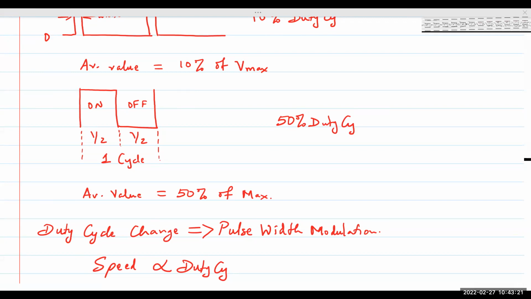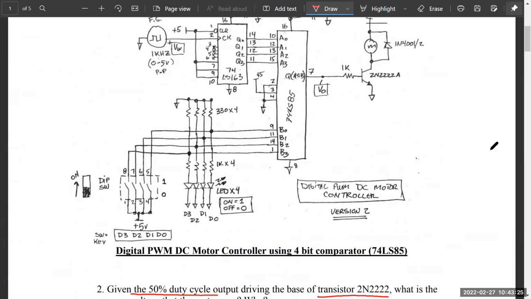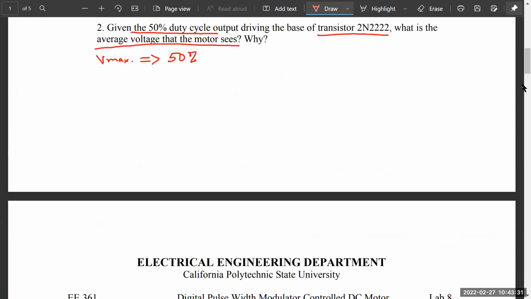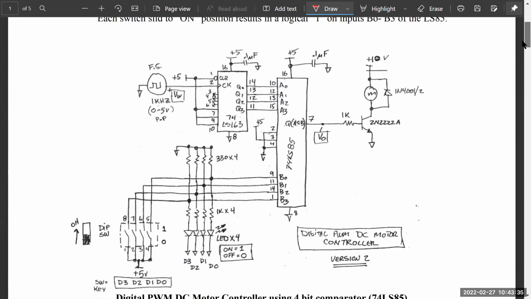Now, the circuit looks complicated, but let's break it down. What do we have here first? We have the motor at the far end, right? And the motor, of course, is made up of an inductive coil, and can be represented schematically as an inductor. So it requires a large amount of current to flow through.